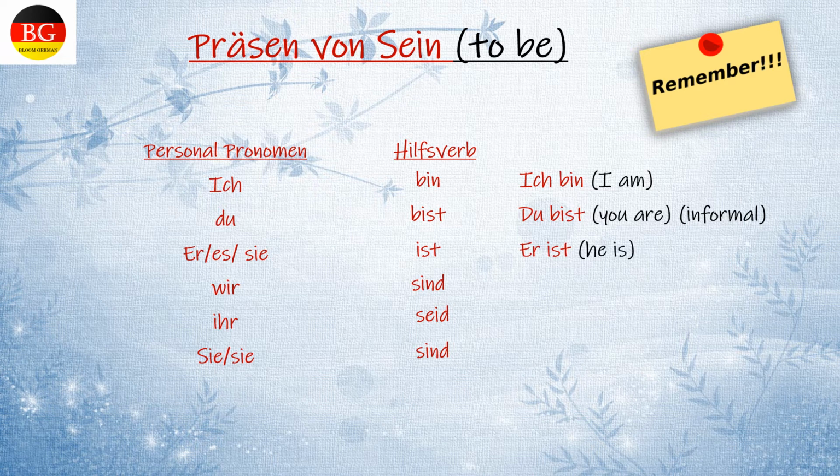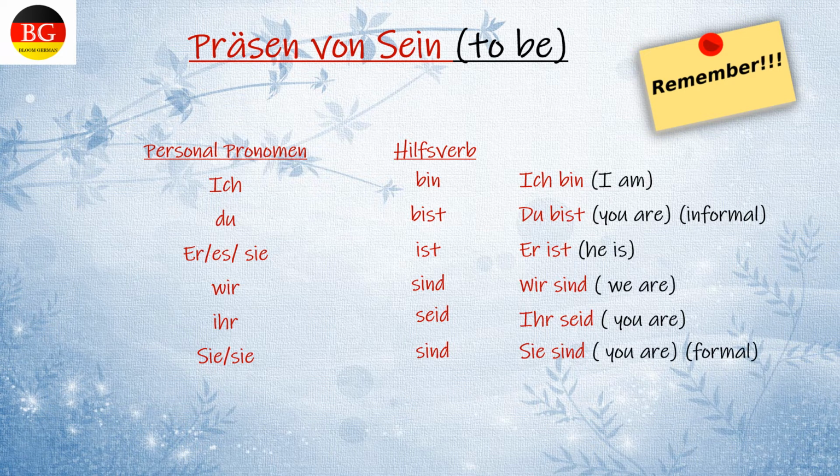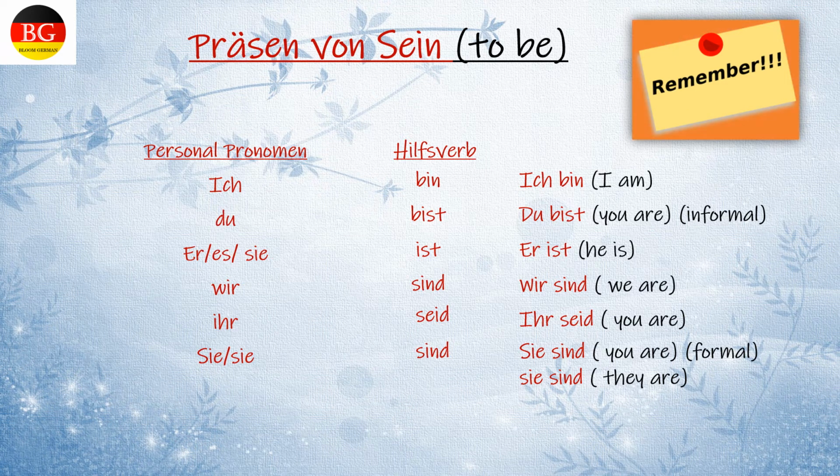Ist, he is. Es ist, it is. Sie ist, she is. Wir sind, we are. Ihr seid, you are. Sie sind, you are for formal situations. Sie sind, they are. There is no particular rule or tips and tricks for memorizing the conjugated form of sein. You have to remember it or learn it.